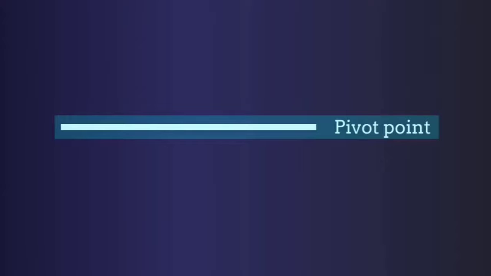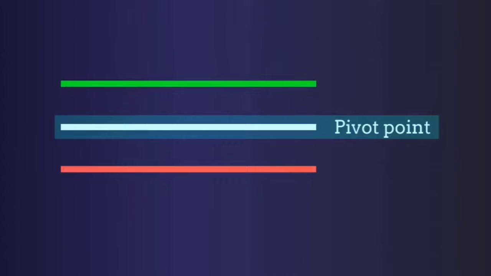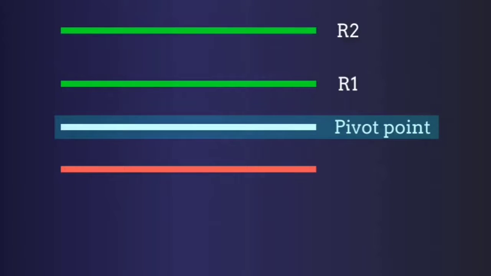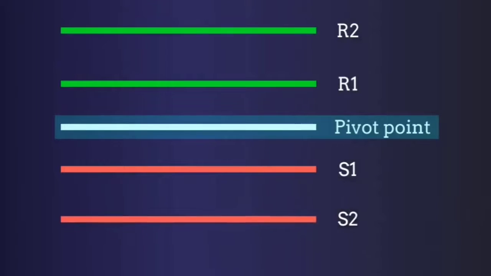The traditional pivot points generally have one pivot line surrounded by support and resistance levels. Above the pivot line, you will get R1, R2 and so on. And below the pivot line, you will get S1, S2 and so on. This is called standard floor pivot points, which we all know.